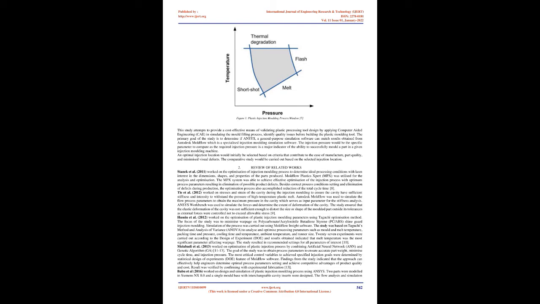Figure 1 depicts the process window where insufficient temperature and pressure results in short shot, therefore the temperature should be sufficiently high to melt the polymer but not too high to result in thermal degradation. On the other hand, too high a pressure would result in flash formation. The process window is bounded by these 4 defects as shown.